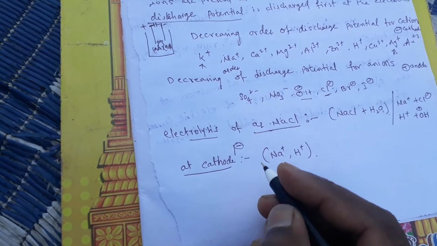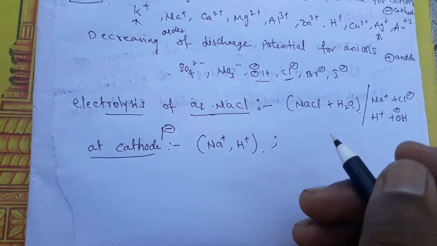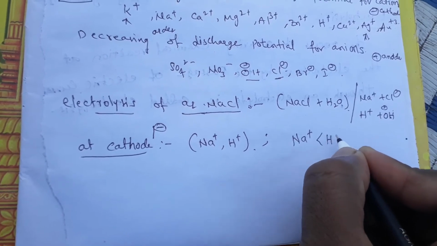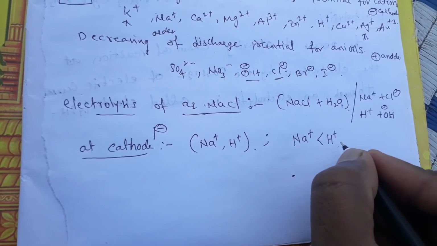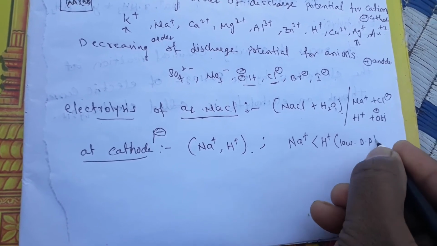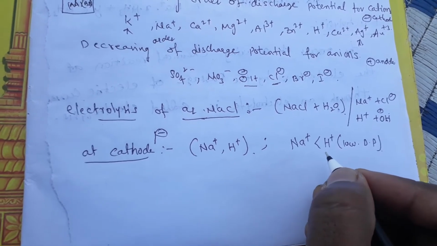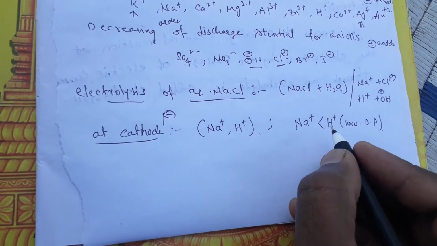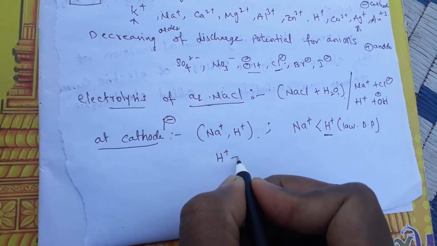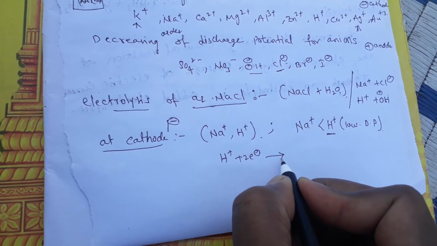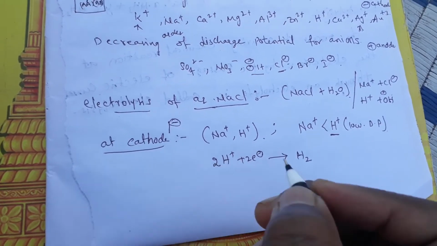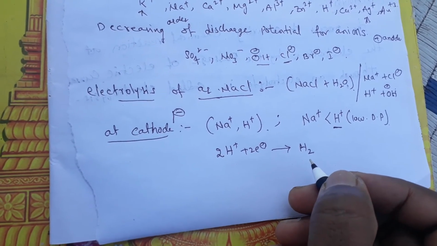If you see the decreasing order, H plus has the lowest discharge potential, so immediately H plus undergoes reduction. That means H plus plus 2 electrons gives rise to H2. Can you balance this reaction? Then 2H plus plus 2 electrons gives rise to H2.